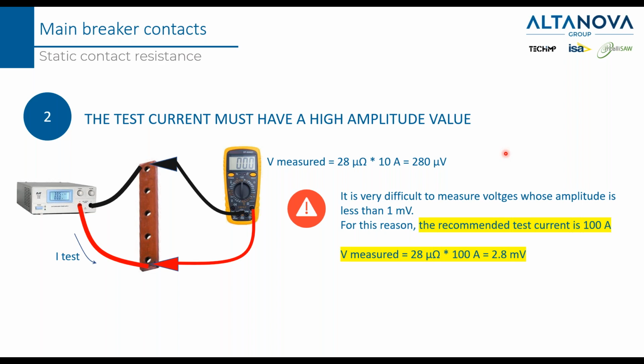So why not increase this value by injecting a higher current? The recommended test current is 100 amps. If we inject 100 amps, then we get 2.8 millivolts, and this is definitely a much easier value to measure with high accuracy.